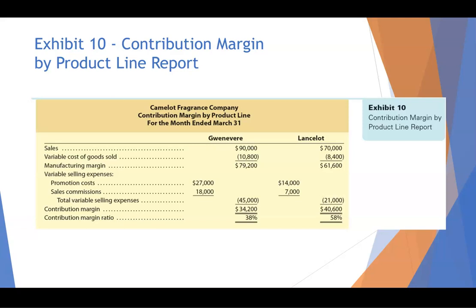Now, this slide indicates that Lancelot's contribution margin ratio of 58% is greater than Guinevere's ratio of 38%. Lancelot's higher contribution margins are a result of its lower promotion and sales commission costs. So, management may consider emphasizing Lancelot in its marketing plans, or maybe reducing Guinevere's promotion and sales commission cost, or could they increase the price of Guinevere?